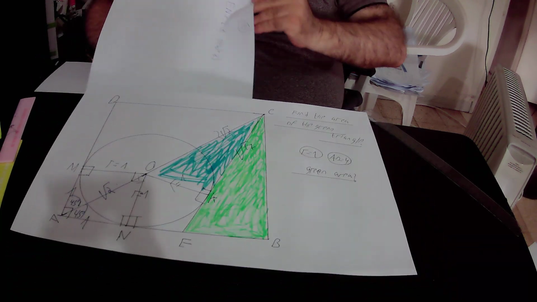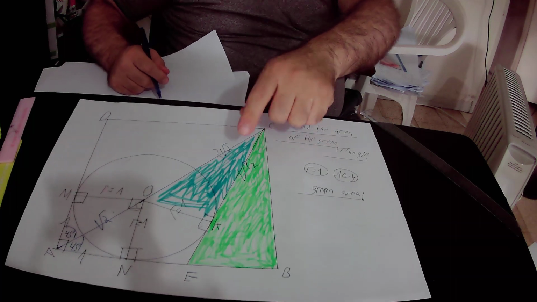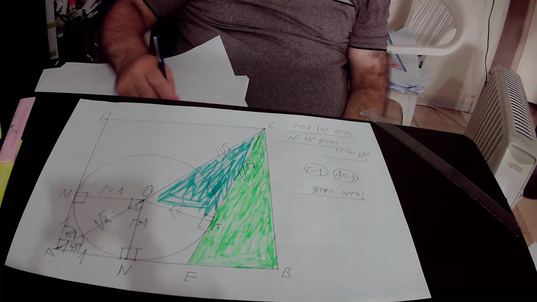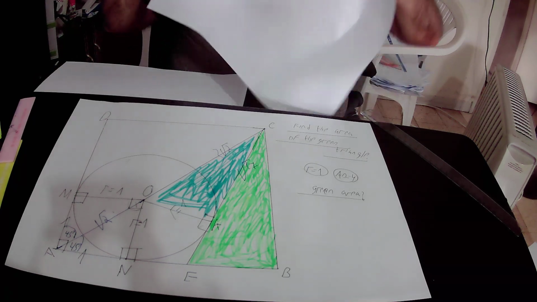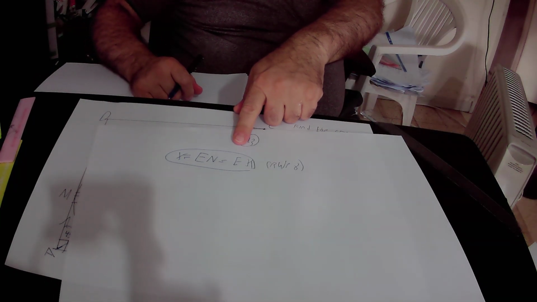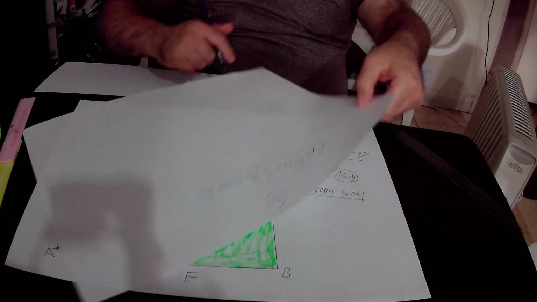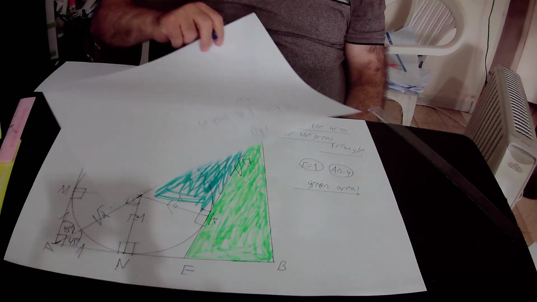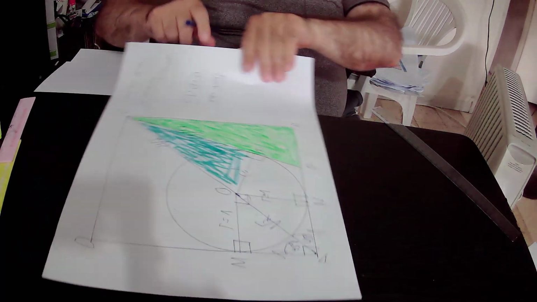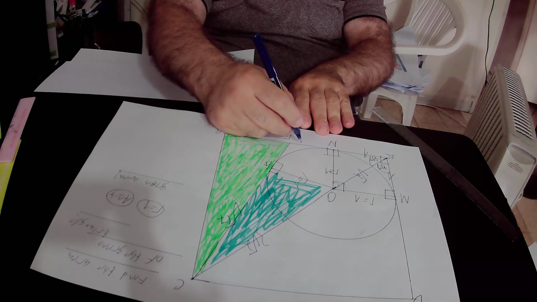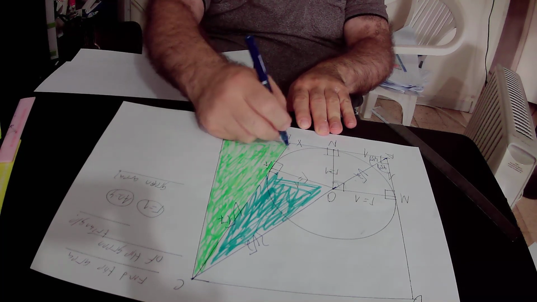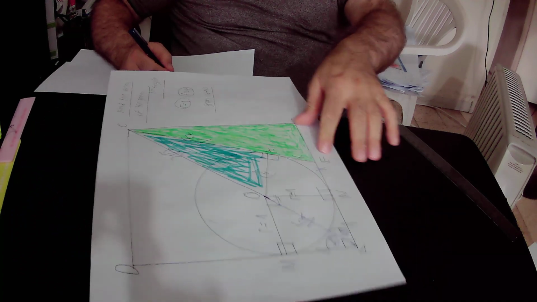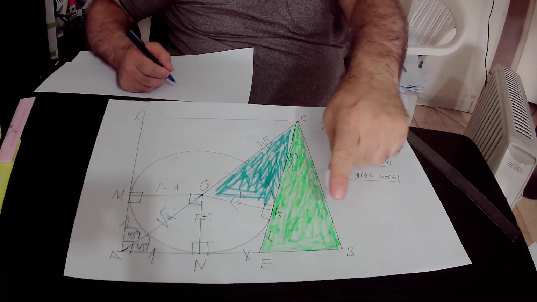And if we define EN as X, then from this equality we conclude that EK also equals X. So we define EN, or NE, as X, therefore EK will also be equal to X, and we will find out the value of line segment EB.